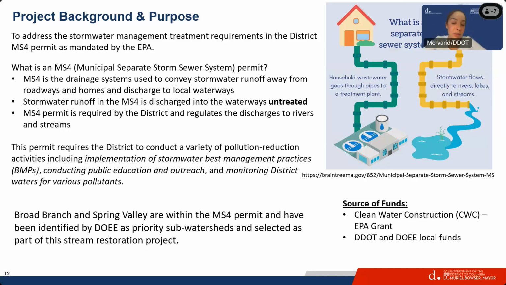And then the rest, which is around 10 to 20%, is usually covered by DDOT and the Department of Energy and Environment, or DOE, local funds. We also call it local match. The other question that we usually get is, why did we select these two sub-watersheds?